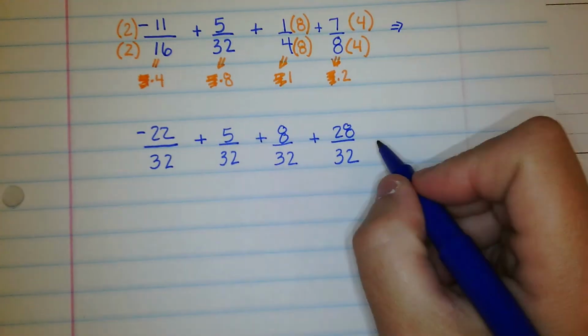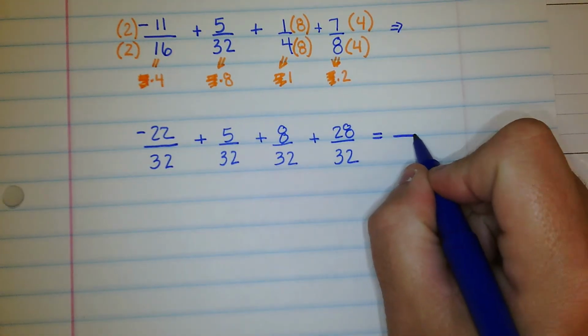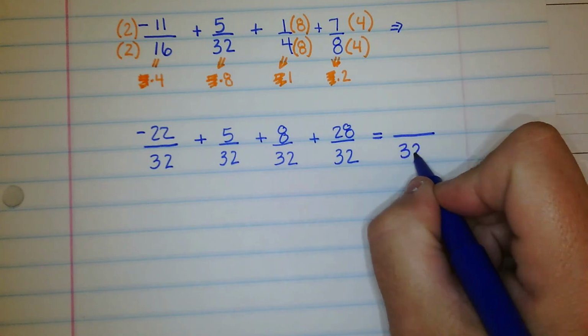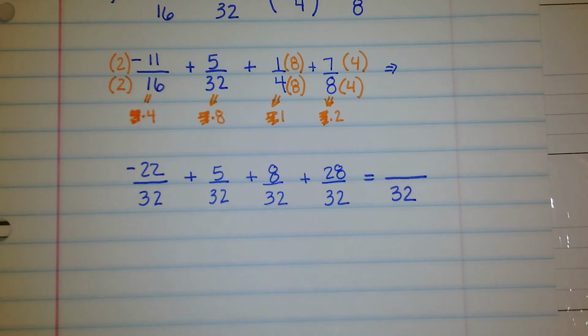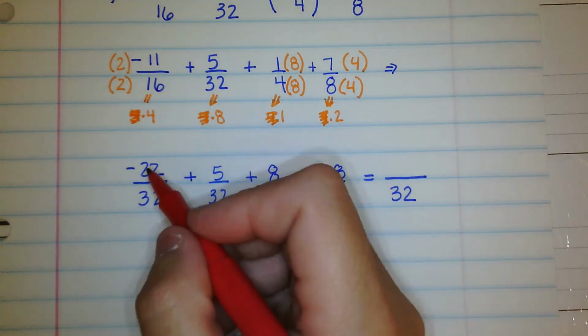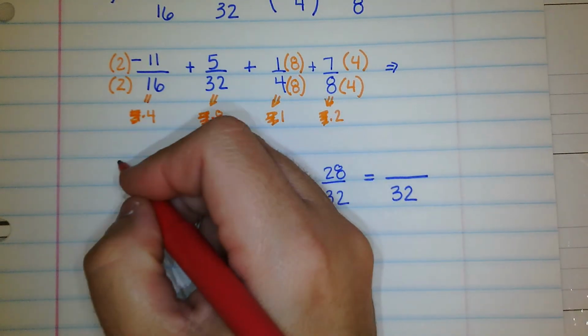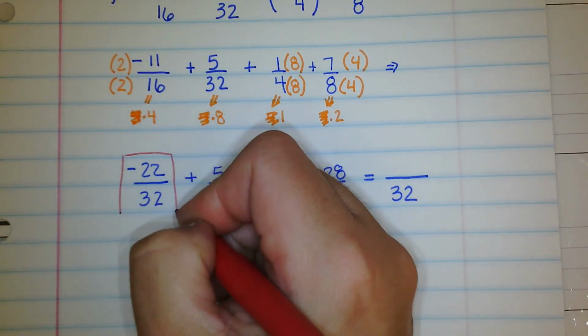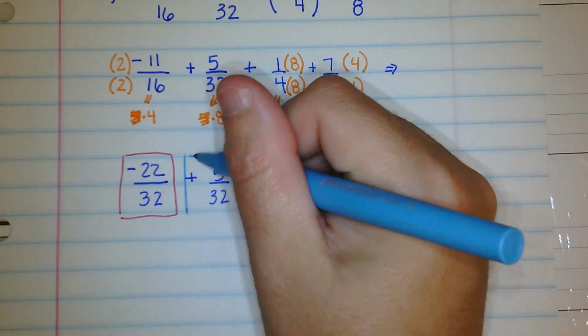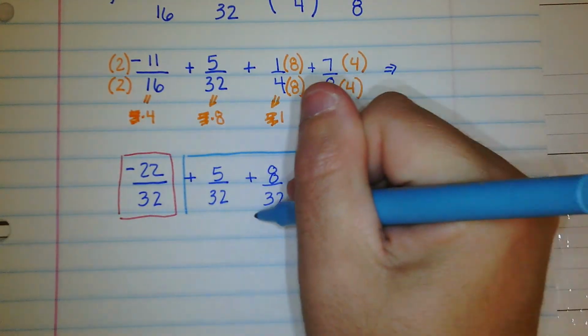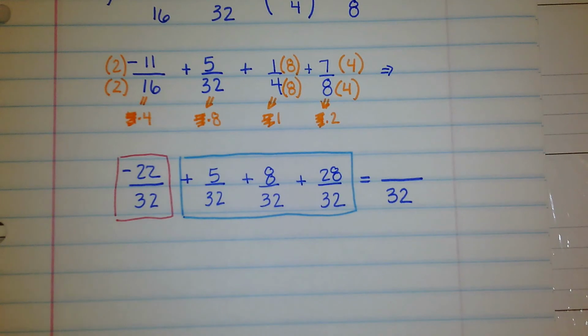Last step. Keep your common denominator. And we've got to combine our like terms. Now, this is where the number strings come together again. This is a negative, so this one I'm going to box out in red. That's a negative. All the rest of them are positive, so I'm going to box these out in blue. You can use a highlighter if you want.